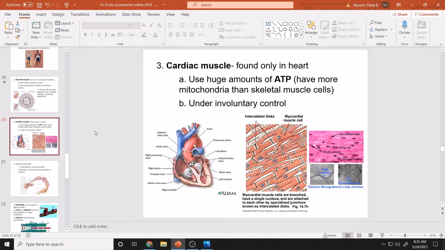And the cardiac muscle is found only in the heart, and it uses a lot of ATP. So again, because there's a lot of ATP, it only makes sense that there's a lot more mitochondria than your skeletal muscle cells. Now, it's under involuntary control, so it contracts on its own. We discussed how your heart has a natural pacemaker, which is triggered by your nervous system.